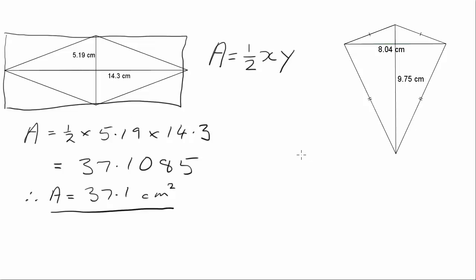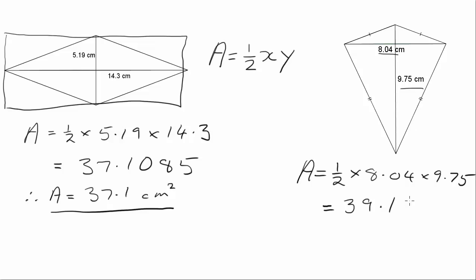Likewise for our kite, the area will be half the product of the diagonals, which is a half by 8.04 by 9.75, which is 39.195, which will round off to 39.2 square centimeters, correct to one decimal place, and therefore our area is that.